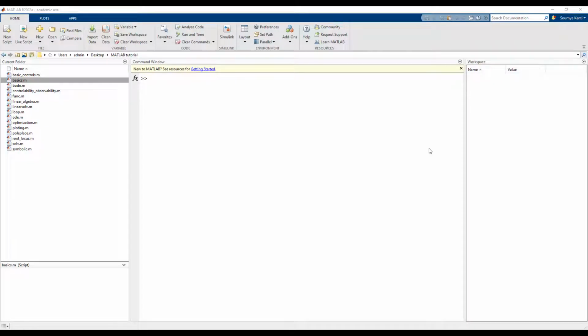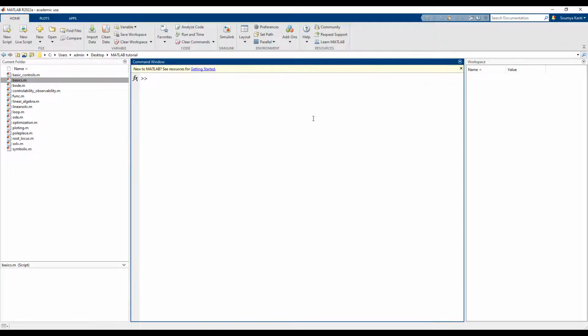So welcome to this tutorial on MATLAB. In this video we will see how to use MATLAB and some of the functions that will be useful for this particular course. So I am Shomokanti Mahapatra, one of the TAs for the course. So let's get started. Whenever you open MATLAB, you will see an interface something like this.